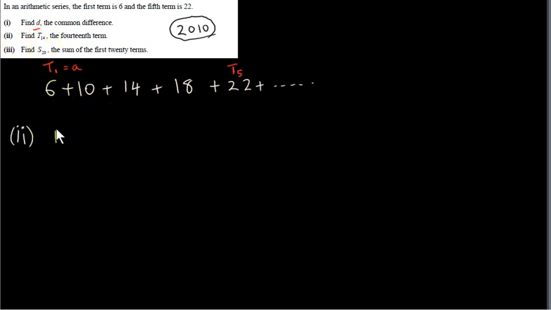In part 2 we want to find T14, or the 14th term. Well, we could just write out these terms until we get to the 14th one. Or we can use our formula, which is a plus n minus 1 d. So a is 6, n will be 14. Okay, this is the formula for Tn, where n is 14. D, the difference, is actually 4.